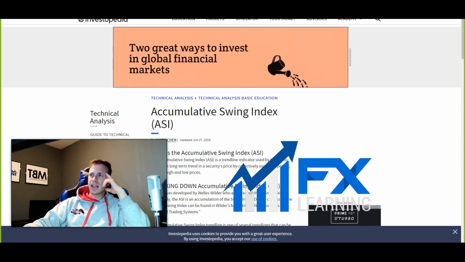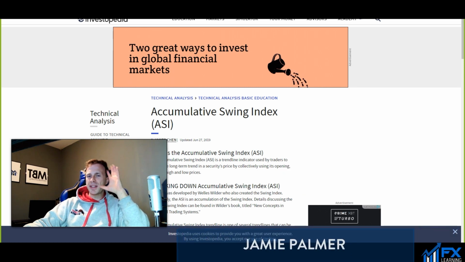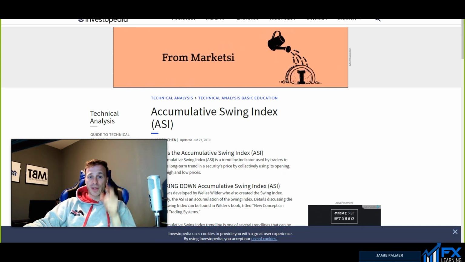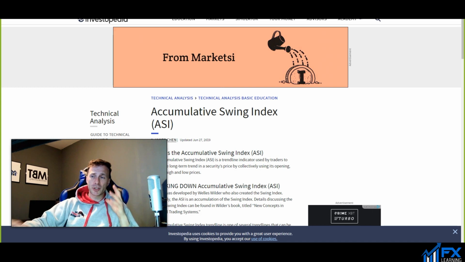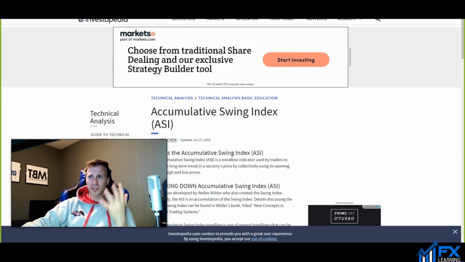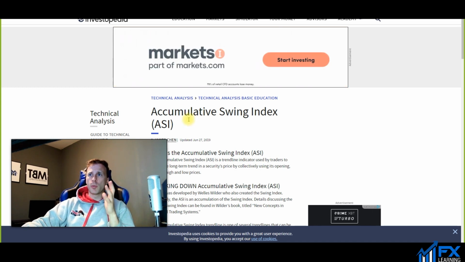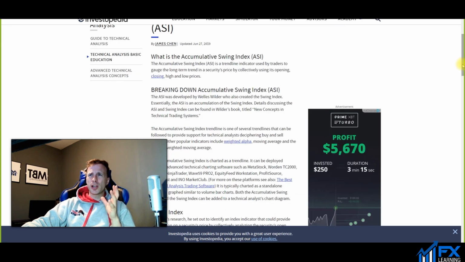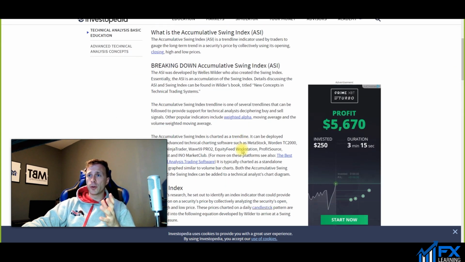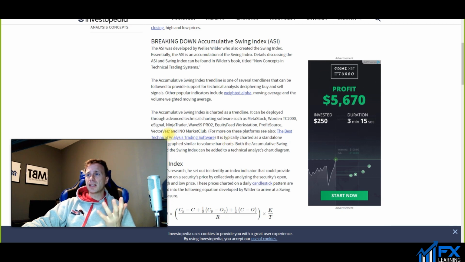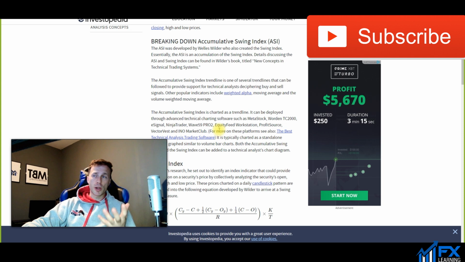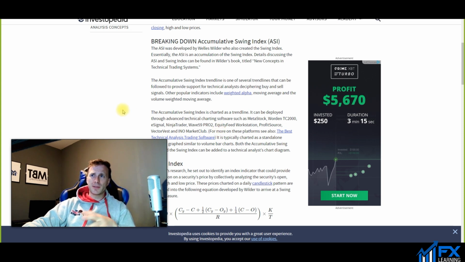Cumulative Swing Index, ASI. Now, you've probably never heard of this indicator before, and there's a very good reason for that, and that's simply because it's not on MT4, MT5, or cTrader. I'm just having a quick look at where it's available, and it seems to be a lot of paid platforms like MetaStock, eSignal, NinjaTrader, Wave59 Pro, Profit Source, and Workstation. Now, if it is on MT4 or MT5, then it's obviously custom made, which begs the question, who is the developer of it, and are they any good?